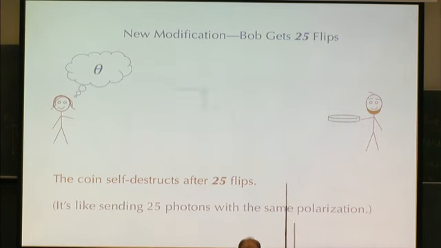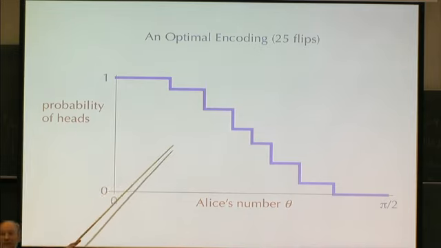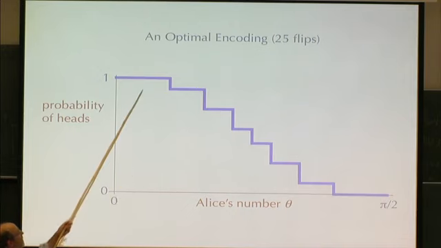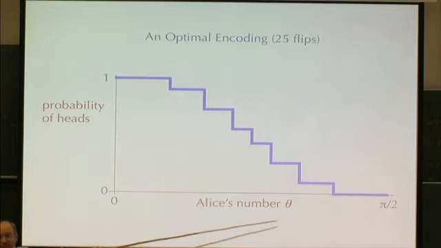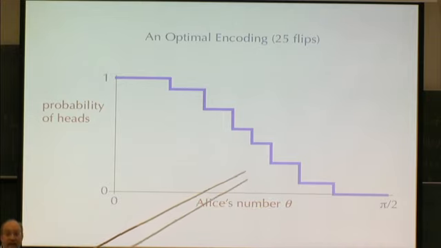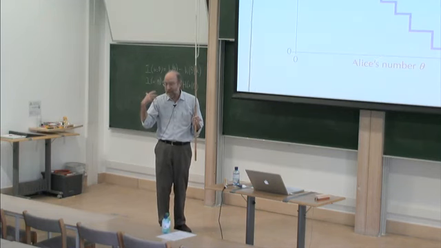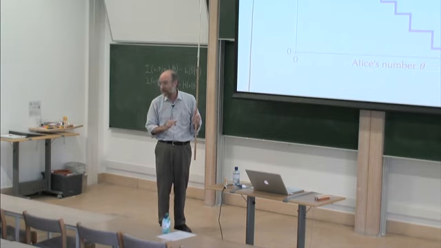And here it is. Optimal encoding with 25 flips. I did not work this out on pencil and paper. This was by computer, so the result of a numerical calculation. This is the best thing Alice can do if she's trying to convey information to Bob by handing him a coin that he is going to toss 25 times. And she knows in advance he's going to toss it 25 times.